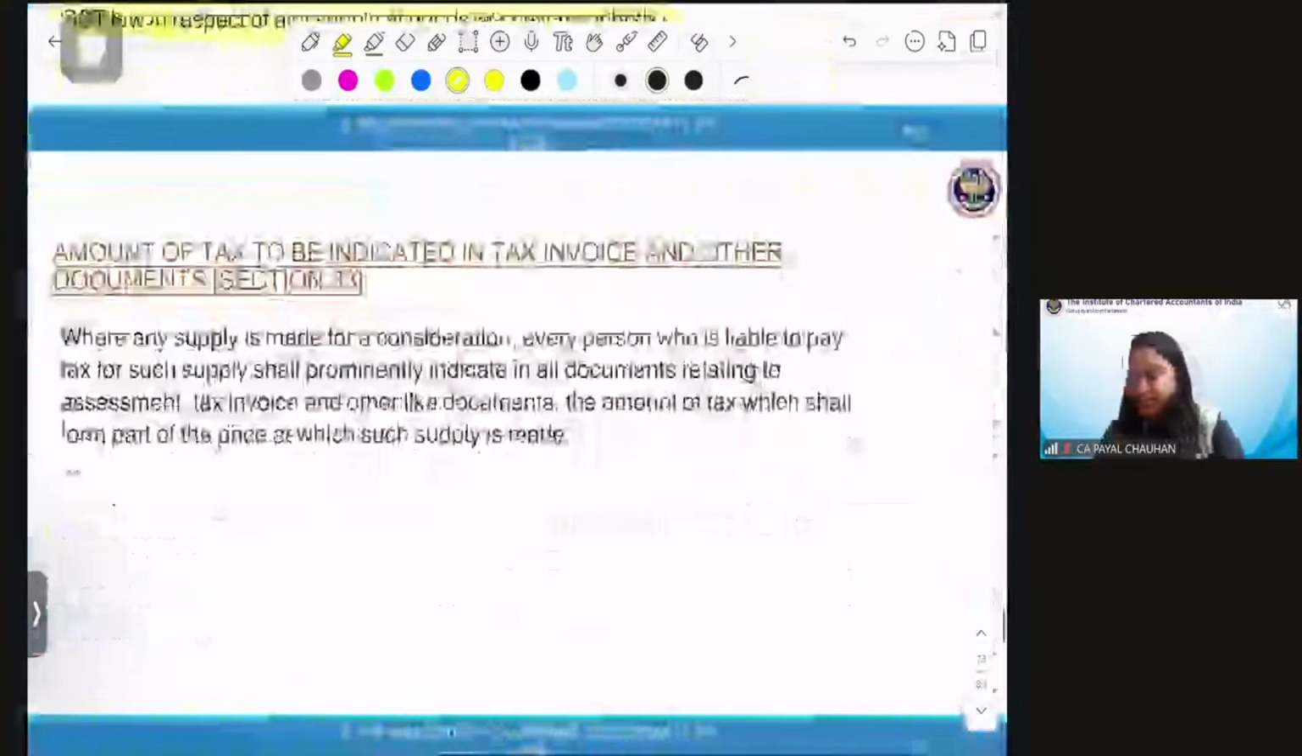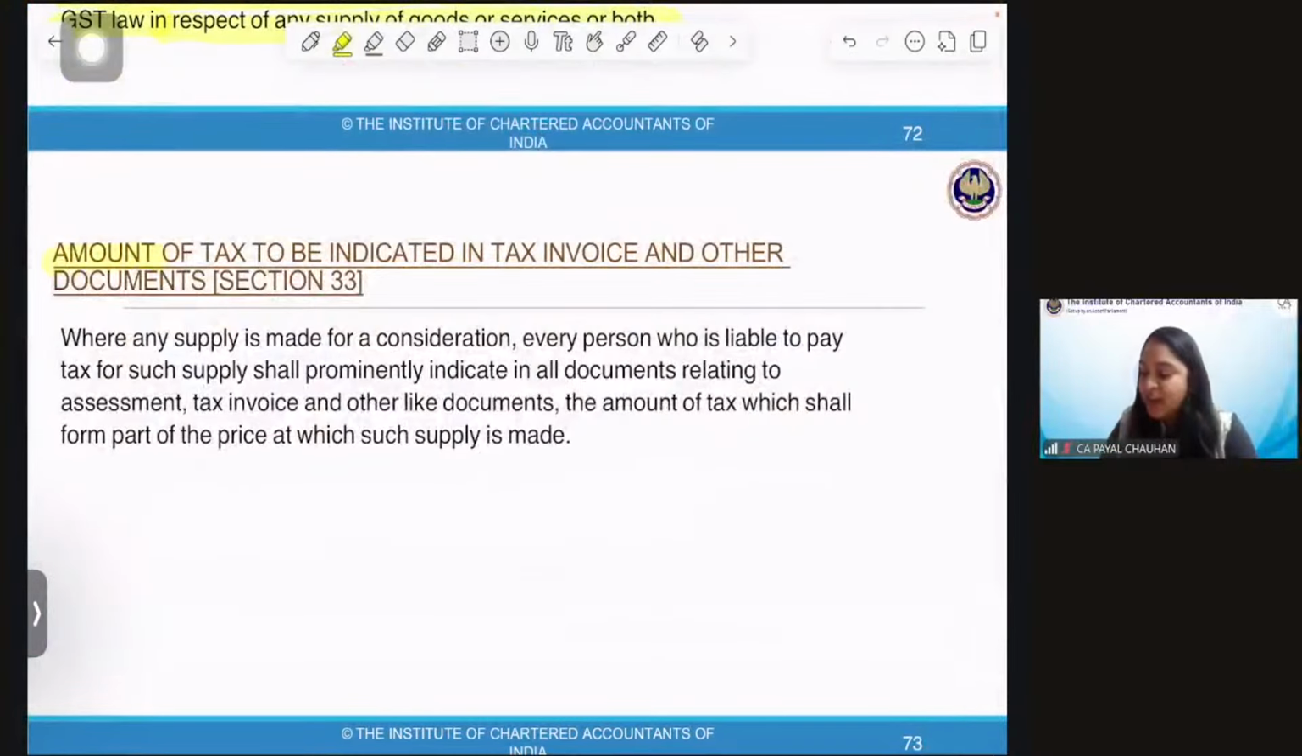See, now we are on the verge of completion. Amount of tax to be indicated in the tax invoice and other documents. Can I ask you, what do we mean by other document? Any 2 examples? I'll be happy if you answer. Though I can ask you 5 also. Okay, perfect, Navneet. Yes. Ticket, delivery challan, payment challan.